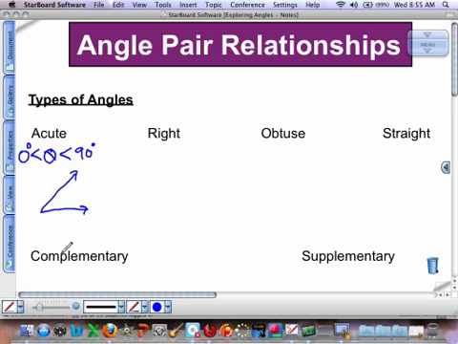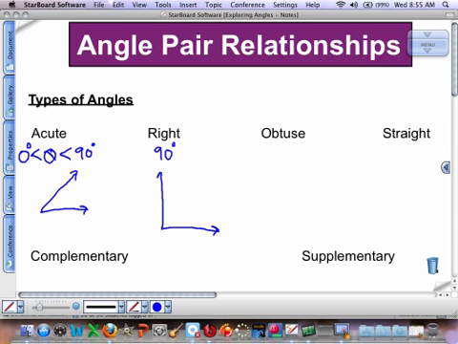Up next, Blake, what does the right angle look like? It's 90 degrees. Okay, so 90 degrees, what does it look like? Just a straight line. Let's look at L.